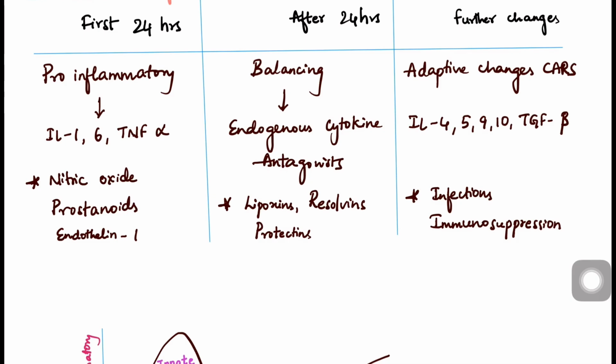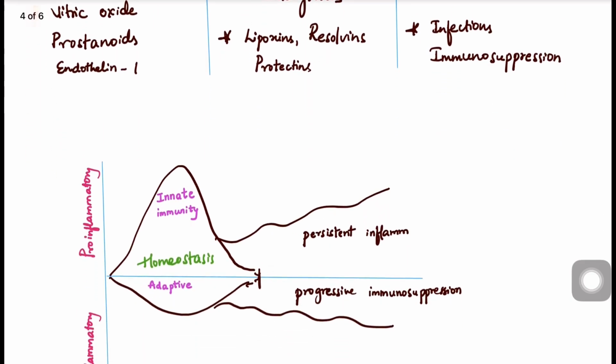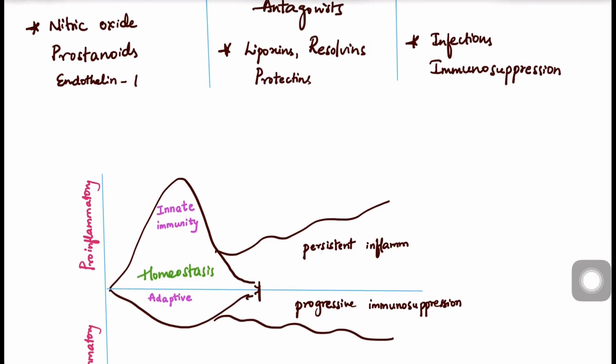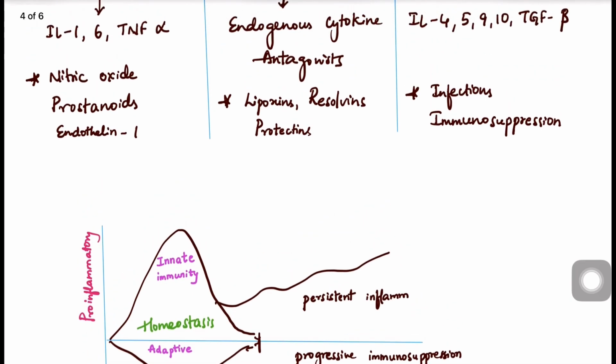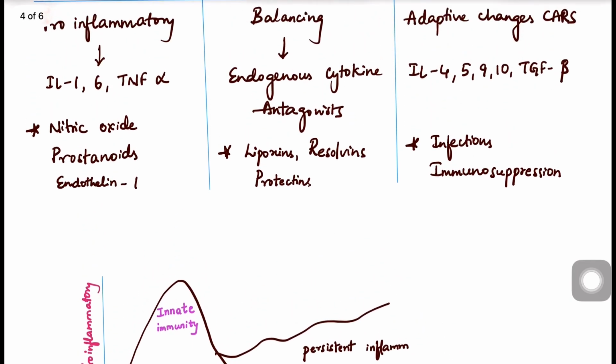So this inflammatory process is conducted in the first 24 hours, after 24 hours, and further changes. In the first 24 hours, there will be a pro-inflammatory phase. This is the graphical representation of how it is showing. The pro-inflammatory phase will be conducted within the first 24 hours, leading to release of, as I have told, interleukin 1, interleukin 6, and TNF alpha. They will be released into the circulation, as well as nitric oxide, prostanoids, and endothelin 1. These three will cause vasodilation, leading to leaky capillaries.